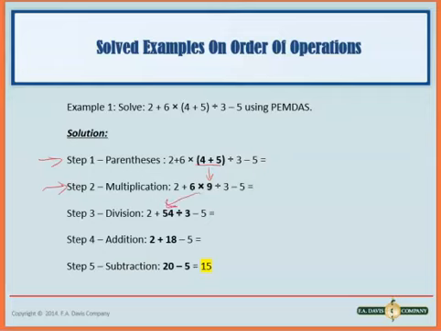64. Next, we would do any division. So step 3 is division. So 64 divided by 3 would be 18. Okay. Step 4 would be addition. So 2 plus 18 is 20. And then finally, our last step, or step 5, would be subtraction. So 20 minus 5 would be 15.